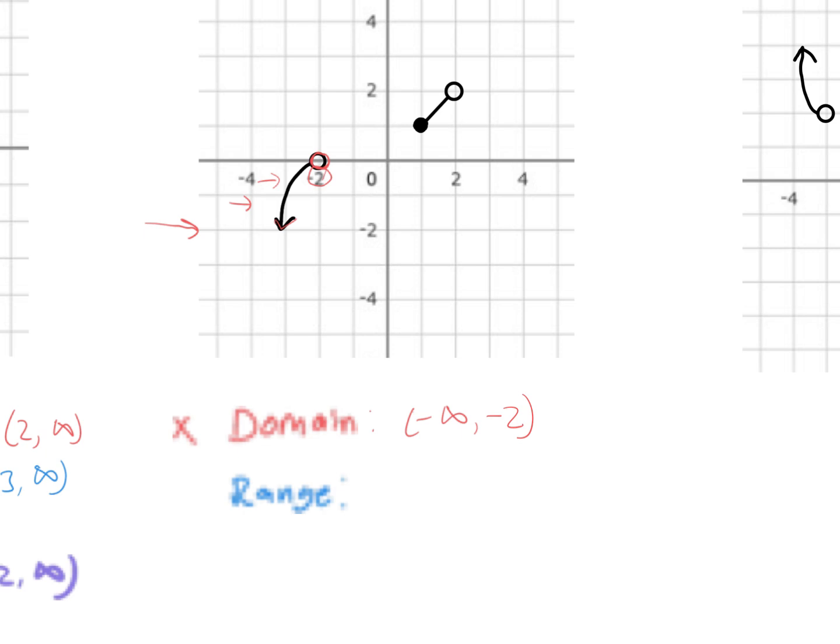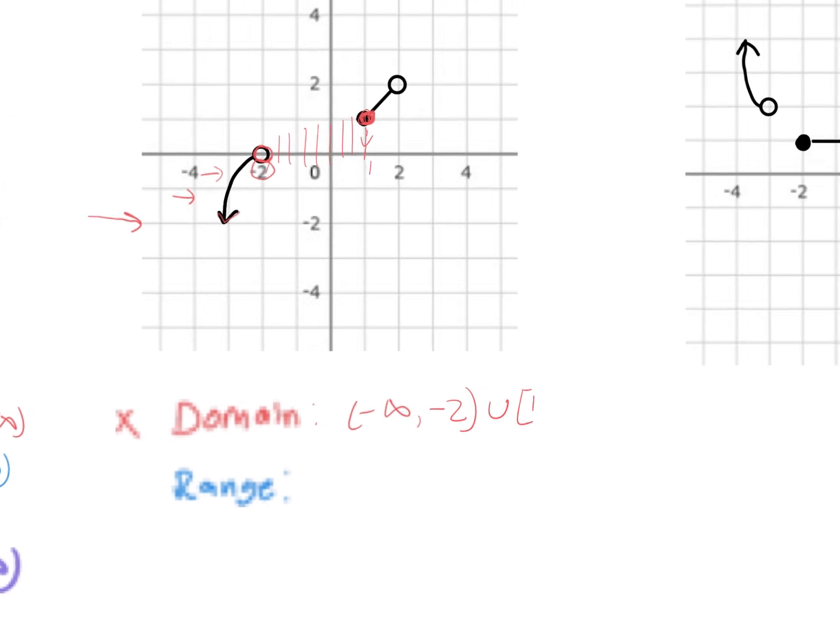And then you see that there's a little gap right here. And then we start again right here at this closed circle, at an x value of 1. So I'm going to write a union to show that there's a little gap. And then we're going to start again at 1 with a bracket. We keep going up, and then we end up at an x value of 2 with an open circle, so parentheses. And this is our domain.